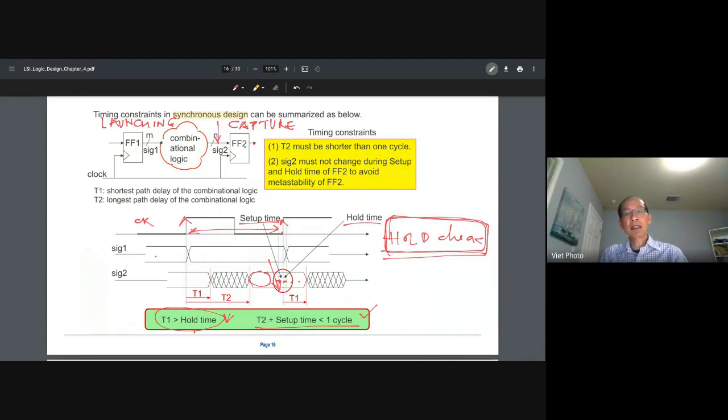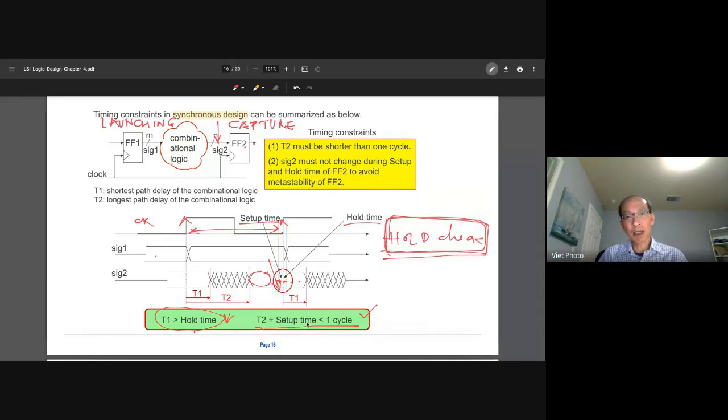I think this one tries to explain when we check the setup time and when we check the hold time. It's a very simple one. You have the clock period, from the launching edge here until the capture edge here, rising to rising. This is the total cycle, one cycle.